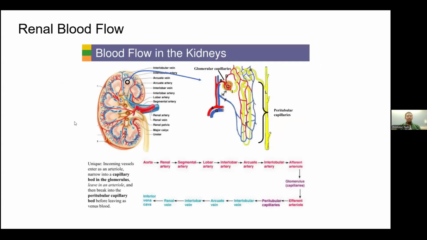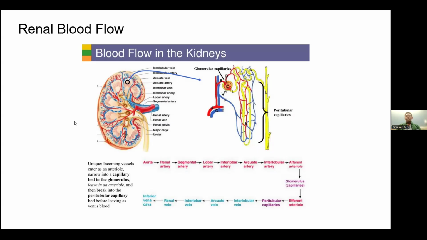So, with regards to renal blood flow, just quickly, by looking at the slide, coming off of the aorta, we have our renal artery, which branches into segmental arteries, into lobar arteries, arcuate, interlobular. Then our afferent arteriole, which then gives us our glomerulus or glomerular capillaries, and leaves us an efferent arteriole, which then forms the peritubular capillaries, which are around the tubule. Then it forms interlobular vein, arcuate vein, interlobar, renal vein, and back to the IVC.